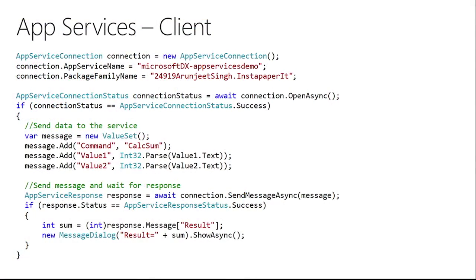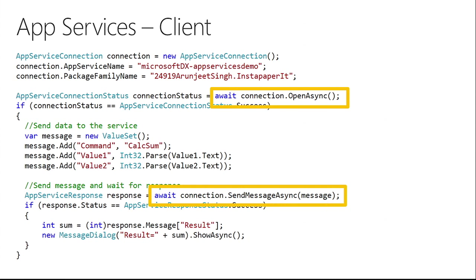So here's a bit of a lot of code. Yep, a lot of code. But I want to pull it up. This is essentially what a client needs to do to call an app service.